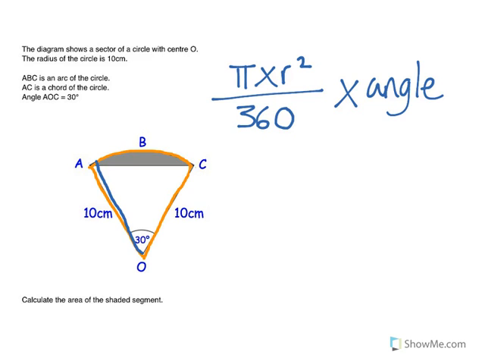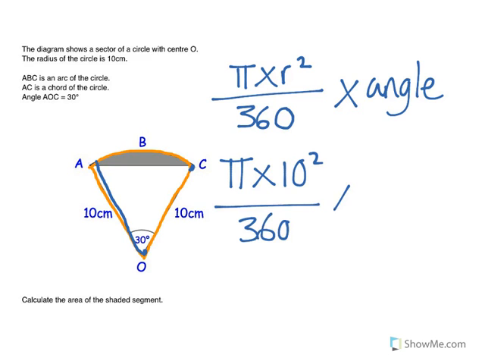So I'll try to fill in some of this information then to calculate the area of the sector. So it will be pi times, now the radius of this circle, the radius just goes from the edge of the circle to the centre. So the radius in this case is 10. And then, like we've already said, the angle is actually 30. So to calculate the area of the sector, I need to type into my calculator pi times 10 squared divided by 360 and times by 30.